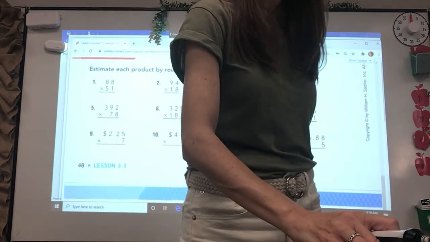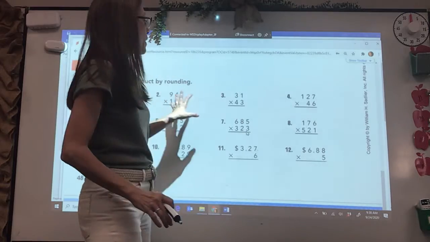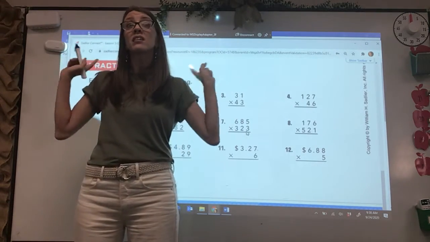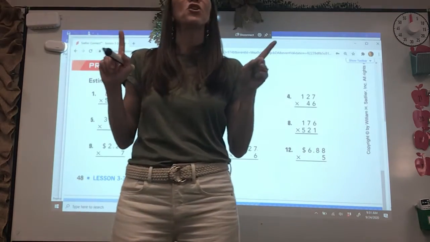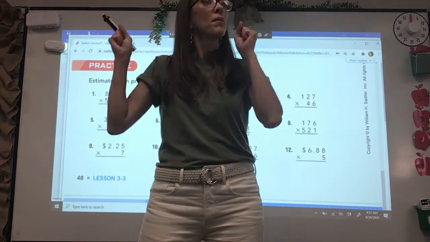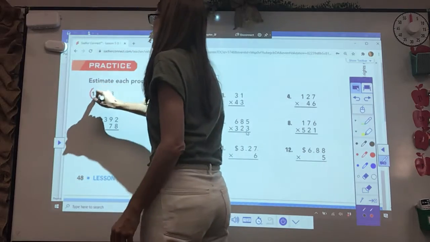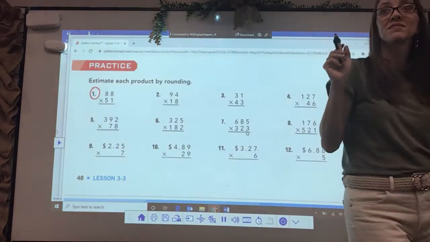Okay. Now, these ones, first, we are going to do these estimating by rounding. These are not clustering. These are rounding. When you estimate by rounding, you round to which spot? The greatest place, to the left. So do number 1. You shouldn't need much time, it should be pretty quick. 10 seconds should be good enough.